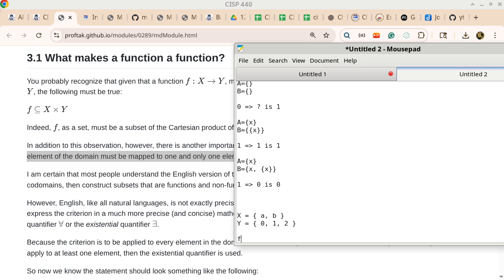So f is a set of two tuples. That means even if f has (a, 1) and (b, 2), but if it has anything in addition, like 2 by itself, then this f is not a function. It cannot be a function because this particular f is not a subset of the Cartesian product between x and y as they are defined.